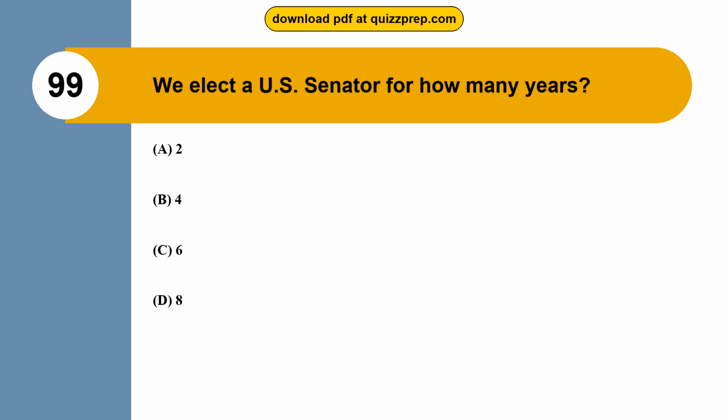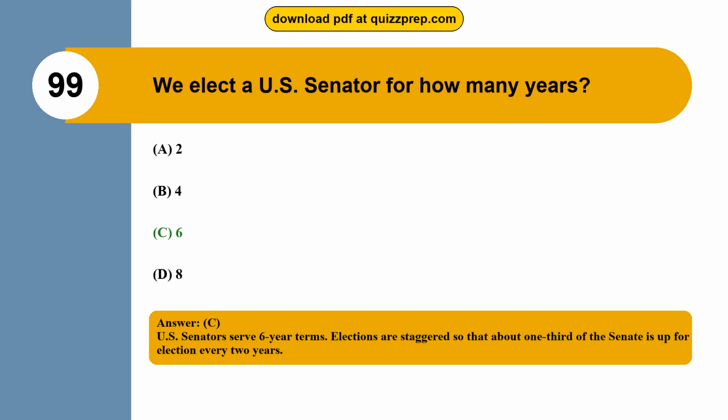Question 99. We elect a U.S. Senator for how many years? Option A, 2. Option B, 4. Option C, 6. Option D, 8. The correct answer is option C, 6. U.S. senators serve 6-year terms. Elections are staggered so that about 1/3 of the Senate is up for election every 2 years.